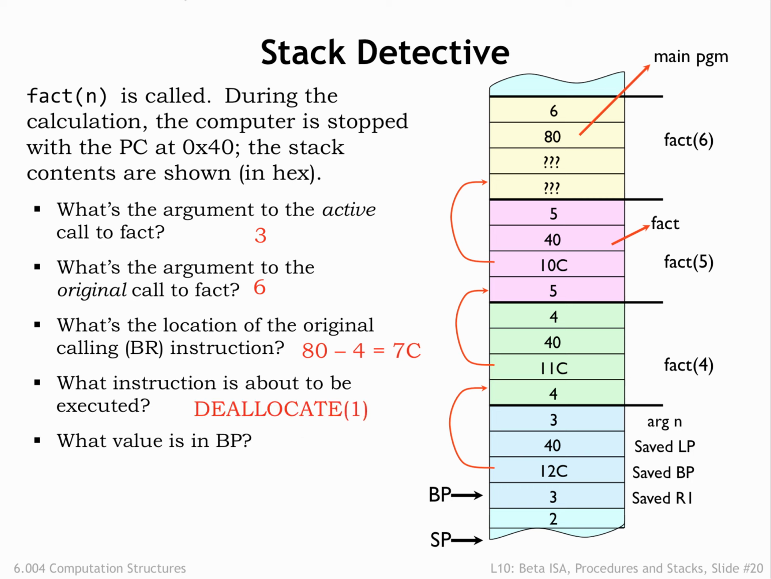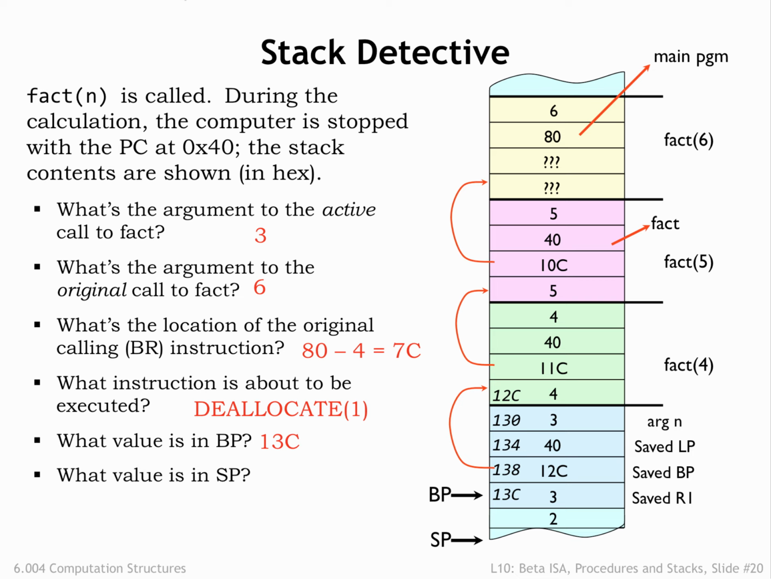What value is in BP? We know that BP is the address of the stack location containing the saved R1 value in the current stack frame. So the saved BP value in the current stack frame is the address of the saved R1 value in the previous stack frame. So the saved BP value gives us the address of a particular stack location from which we can derive the addresses of all other locations. Counting forward, we find that the value in BP must be hex 13C.